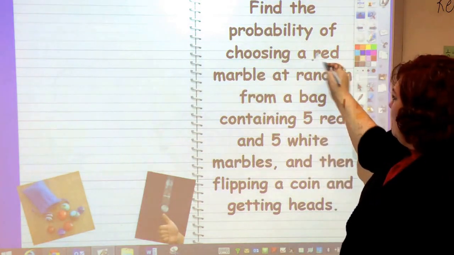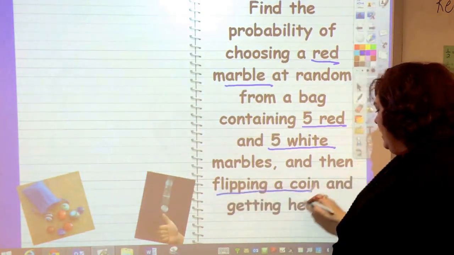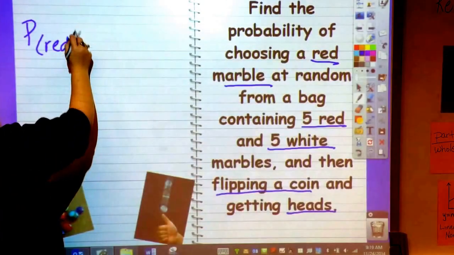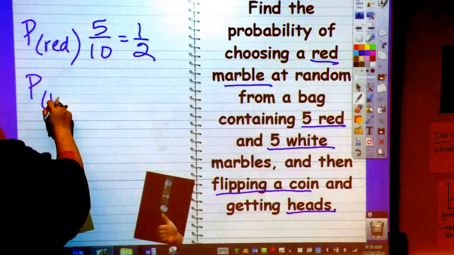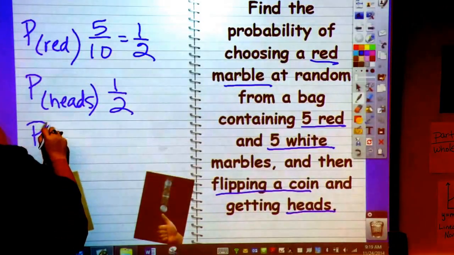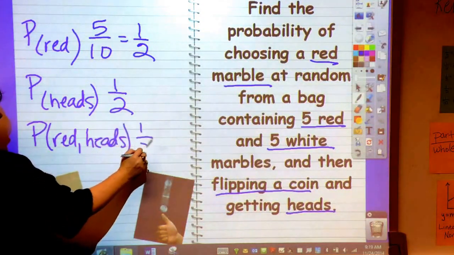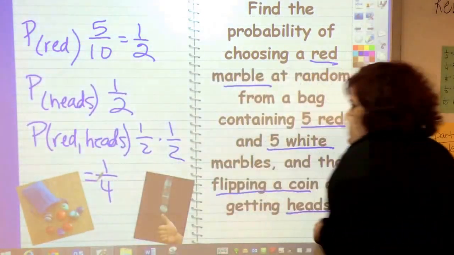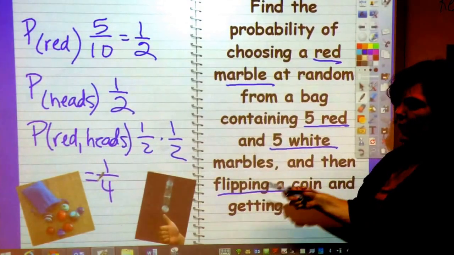Let's look at the next one. Find the probability of choosing a red marble at random from a bag containing 5 red and 5 white, and flipping a coin and getting heads. So the probability of red is 5 out of 10, which simplifies to 1/2. And the probability of heads is 1/2. So the probability of getting red and heads is 1/2 times 1/2, which equals 1/4. So you just find the probability of the first event, find the probability of the second event, and multiply to get the answer.